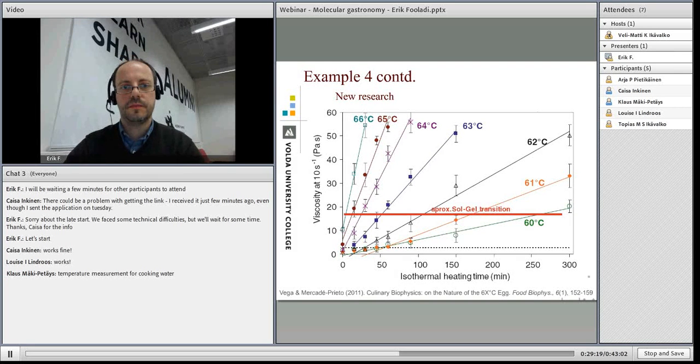Okay, so let me present to you now the idea that someone was able to do research and publish a paper in a scientific journal in 2011 about cooking an egg. I think that's a mind-blowing fact to me. It's not a typing error. It's not 1911 or 1811.